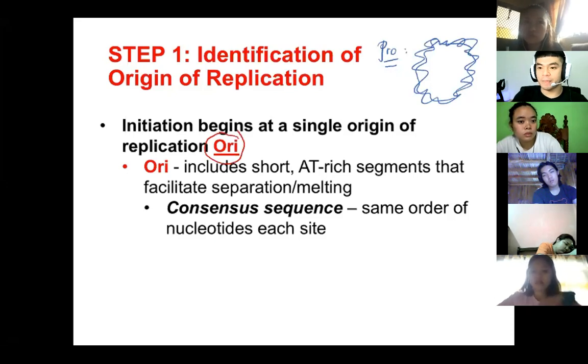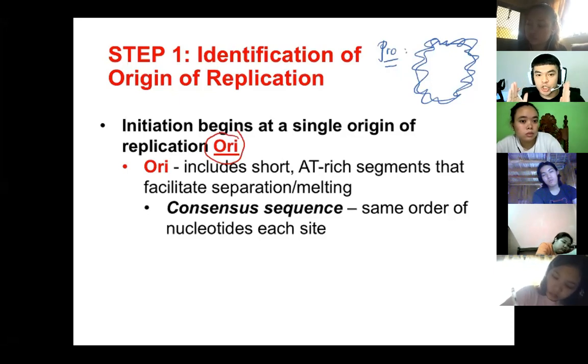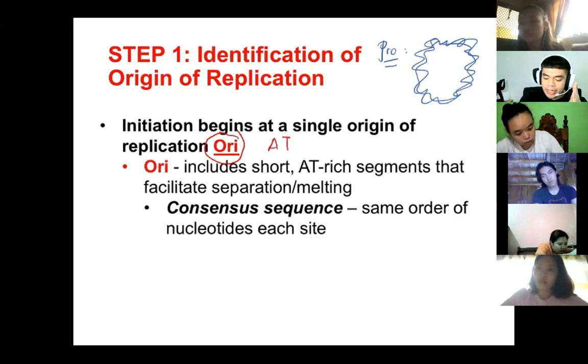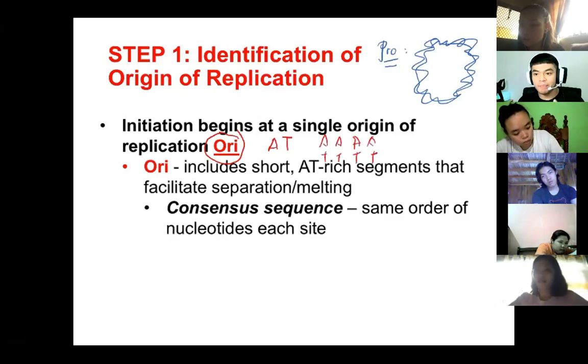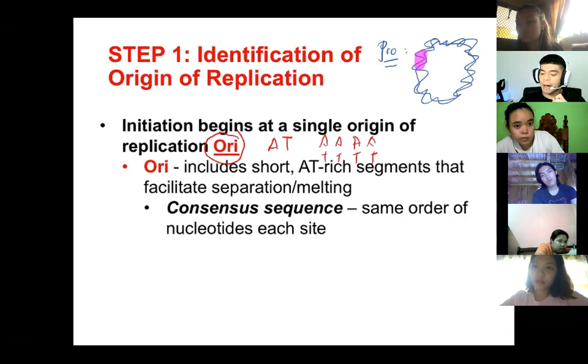ORI, or origin of replication. In the whole DNA structure of prokaryotes, there is a short segment that contains only AT. When we say AT, it is a sequence of nucleotide pairs with only adenine-thymine pairing. Adenine-thymine, adenine-thymine, adenine-thymine. So there is a region that consists only of AT segments. Question, what did you learn yesterday about AT base pairing? When a pairing is purely AT, how is the base stacking interaction? Less or more base stacking interaction?